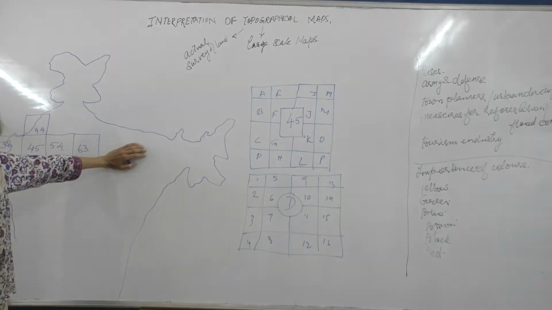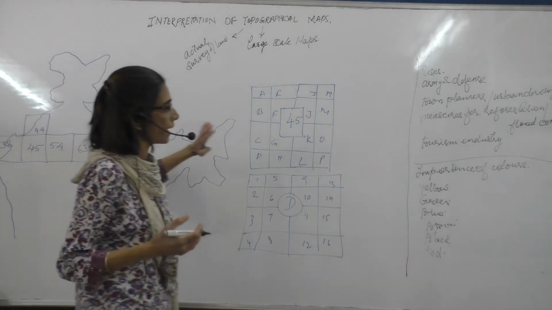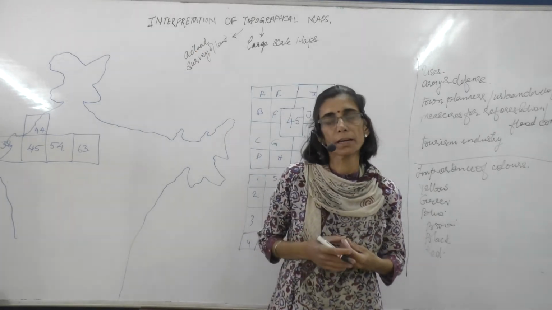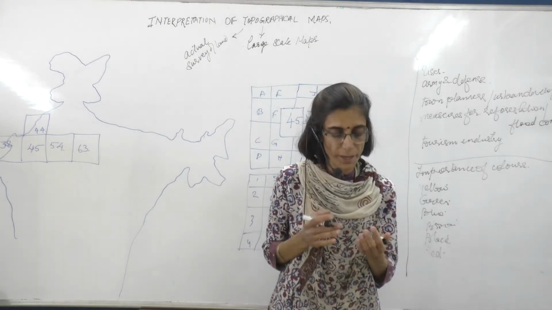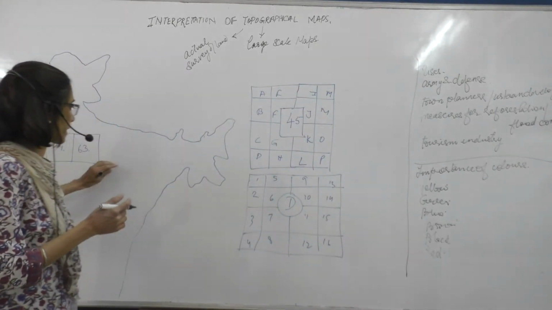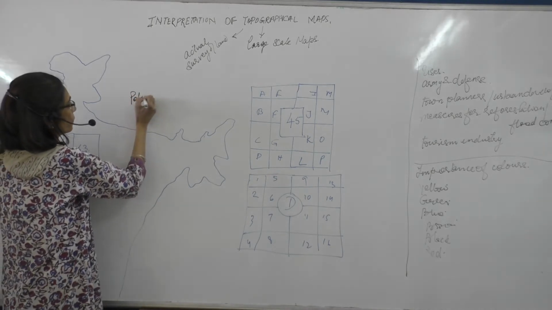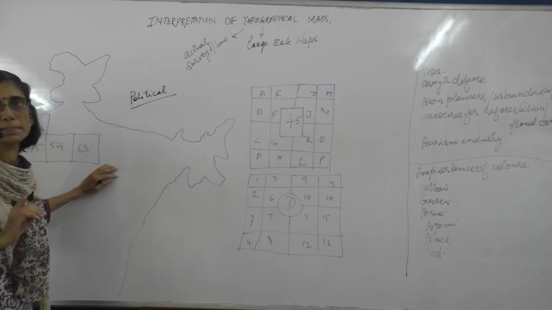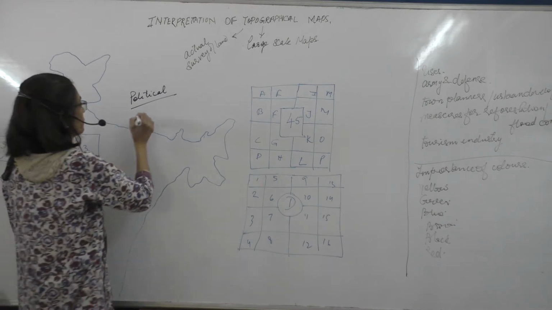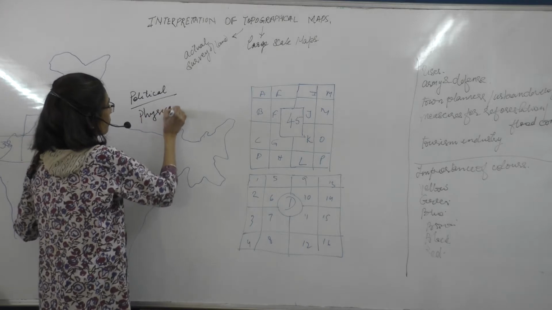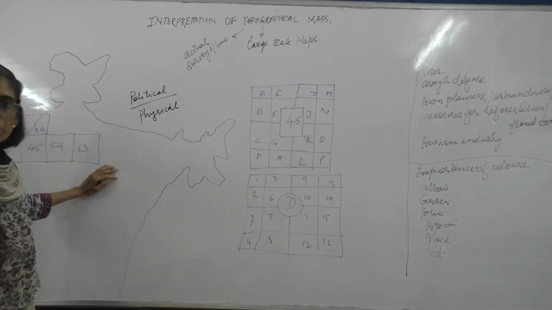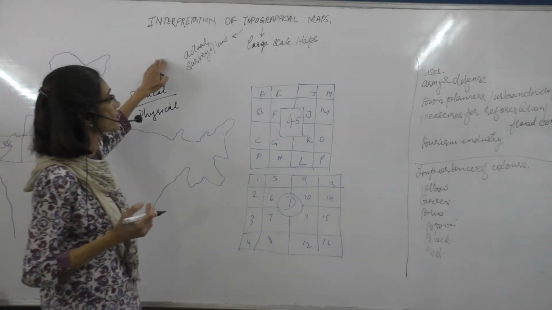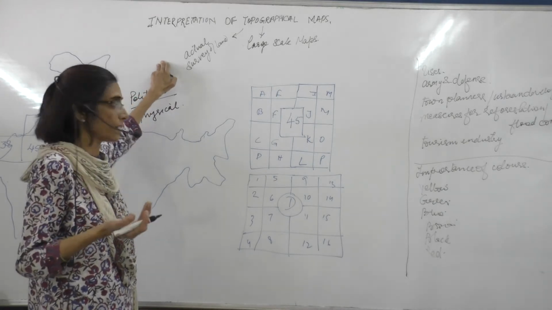We were dealing with transport in the last class, and today we are going to deal with an important topic, that is interpretation of topographical maps. You have read about various maps. You have read about political maps, which show the boundaries of the countries and the states. You have read about physical maps, which show you the mountains, plains and plateaus. You have read about the large scale map and the small scale map.